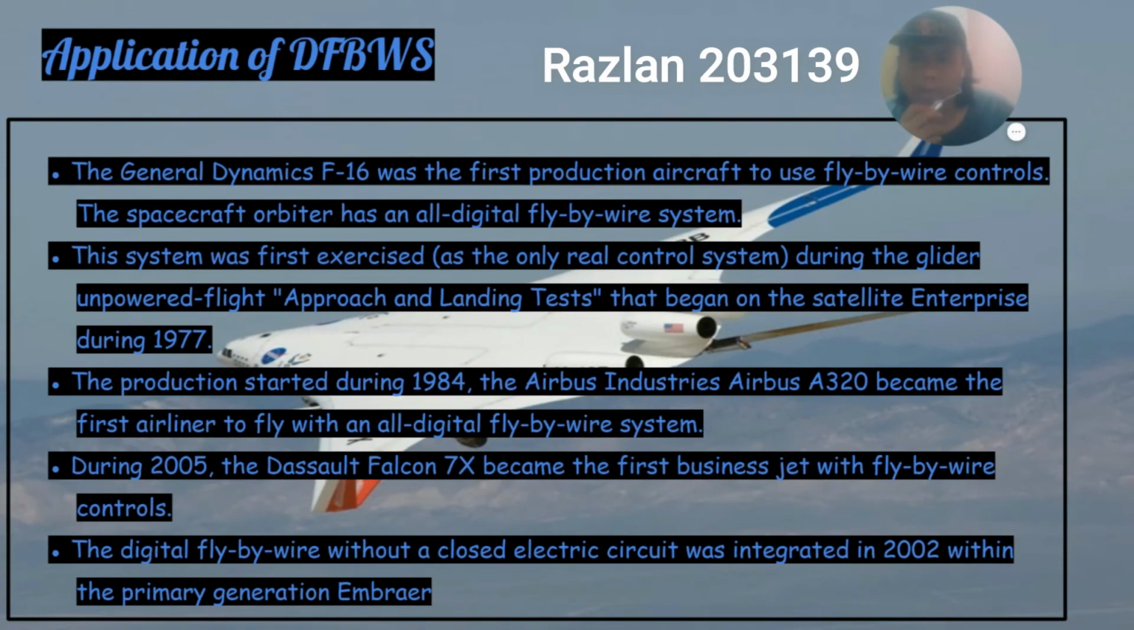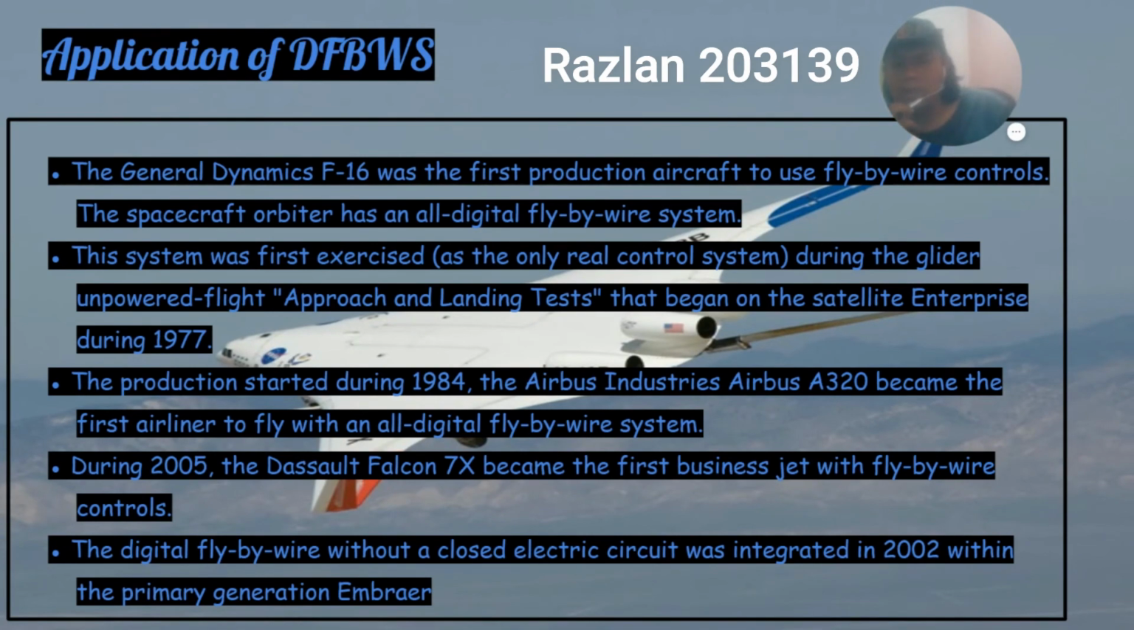The first one is the General Dynamics F-16, which was the first production aircraft with FBW, or fly-by-wire. The space shuttle orbiter has an all-digital fly-by-wire system. The system was first exercised as the only real control system during the glide and powered flight, approach, and landing tests that began on the shuttle Enterprise during 1977. The next one is the production start during 1984.